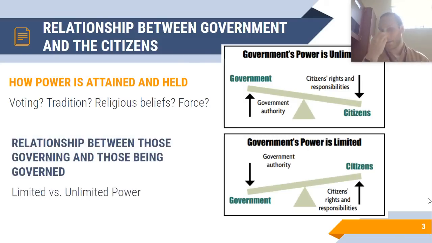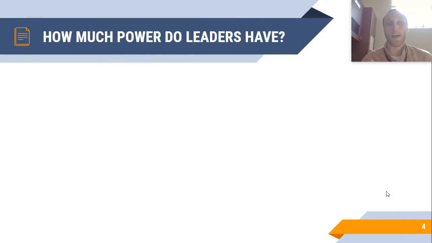So then the other part is looking at the difference between those people that are governing, the rulers, versus the people that are being governed, which are the citizens. Do the leaders have limited power or unlimited power, which we're going to break down in just a second. So if you look over here on the right, we see that there's a bit of a balance beam here, right? So if the government has more power, that means the citizens typically have less rights and less power. If the government has less power, that usually means the citizens have more power. So you're going to see that shift in power based on the different types of government that we discuss here. So how much power do leaders have?